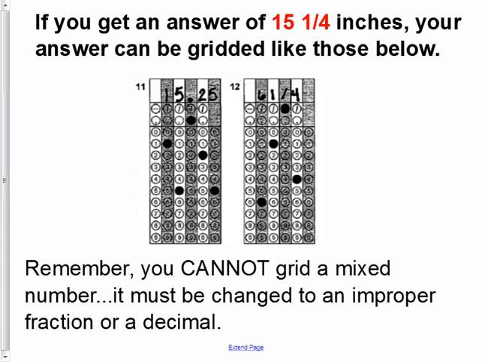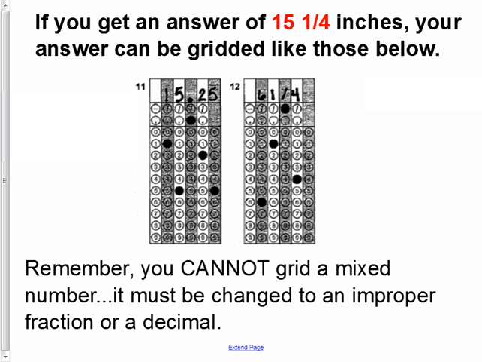All right, let's say you get an answer of 15 1/4 inches to a problem. Your answer could be gridded like either of these 2 examples. You could grid 15.25 because you can change it to a decimal. That's fine to do. And notice the decimal got its own box, and we bubbled underneath. We bubbled the 1 and the 5 and the decimal and the 2 and then the 5. You could also change it to an improper fraction, 61/4.